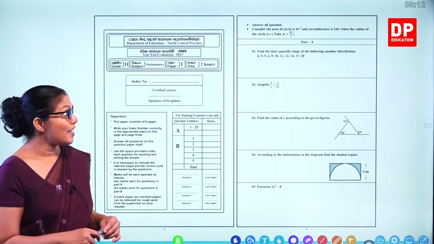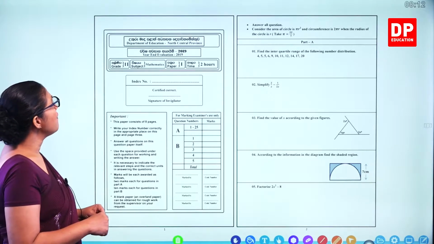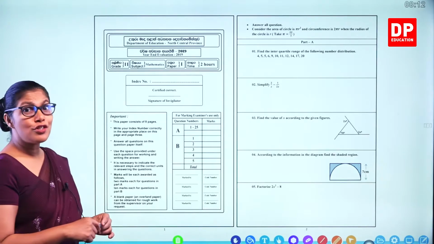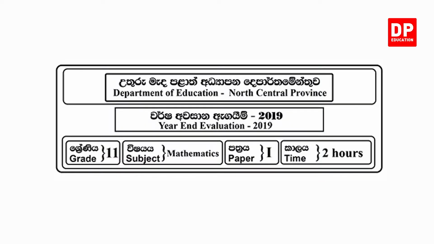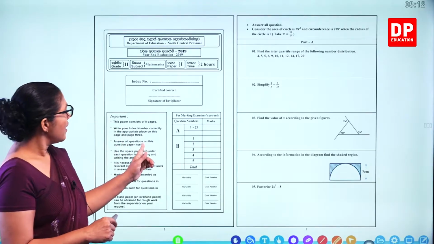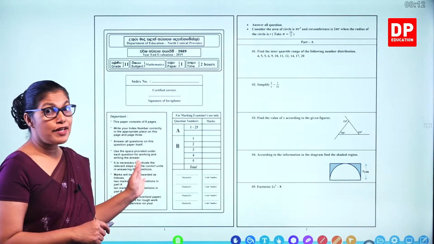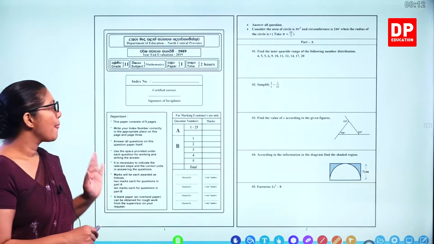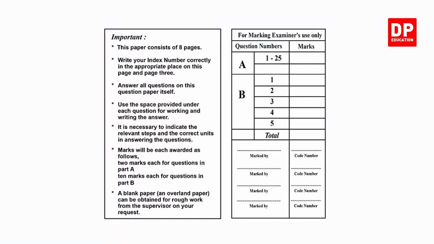Hello students, today I am going to do the Grade 11 Year-End Evaluation 2019, Department of Education, North Central Province paper. This is the first paper, and you get 2 hours. You already know there are 2 parts, Part A and Part B. Part A has 25 short questions and Part B has 5 long questions.